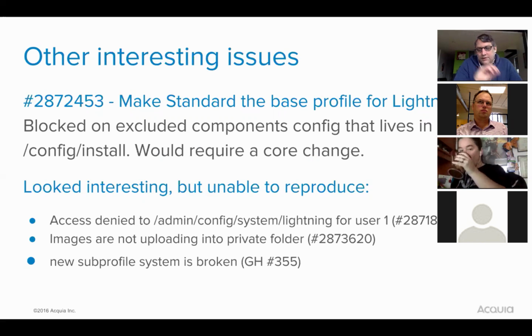So Lightning provides its own search functionality using Search API. So obviously we want to exclude core search, but standard tries to install it, but that's no problem. We exclude the dependency. And what happens is during install, we get an exception because there's some configuration provided in standard's config install directory regarding search. And we don't have any way to exclude that. So that might be a follow-up to the core patch.